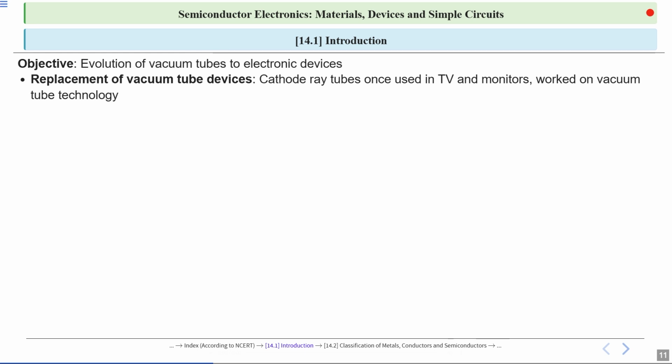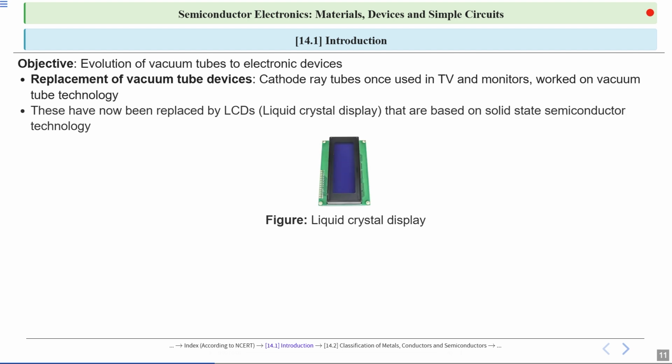The replacement of vacuum tube devices like cathode ray tubes marks a shift from old technology to more efficient systems. CRTs used in early TVs and monitors relied on vacuum tubes to display images by firing electrons at a screen. LCDs, or liquid crystal displays, have replaced older display technologies. They use solid state semiconductor technology, making them more reliable and energy efficient. Unlike earlier displays that used moving parts, LCDs rely on liquid crystals to control light, allowing for thinner, lighter, and more durable screens.